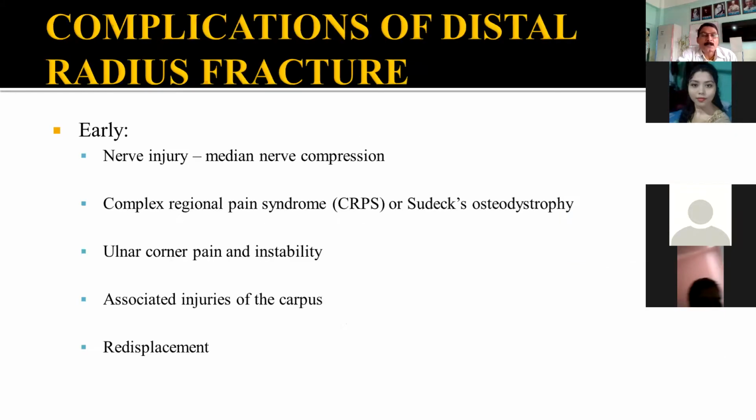So what are the complications one can have? Nerve injury is very uncommon, though sometimes seen in case of the median nerve, which can get a compression injury from a fragment. Sudeck's osteodystrophy is an important thing, where the patient is having very severe pain, patchy osteoporosis of the bone, stiffness and shining of the skin, and the patient has very discomforting, irritating pain. This is because of complex regional pain syndrome or Sudeck's osteodystrophy. Somebody said it is a sympathetic osteodystrophy.